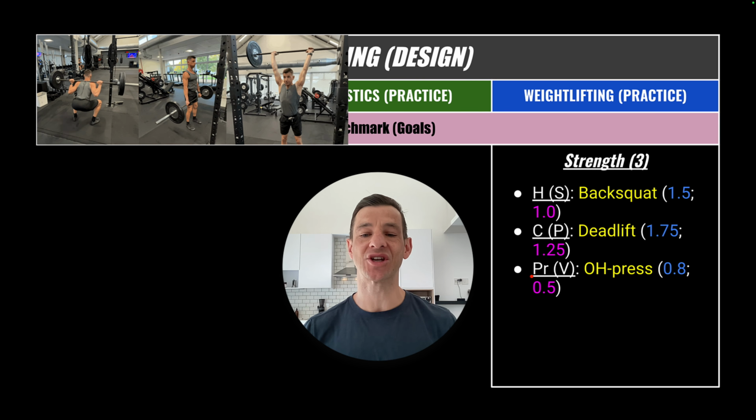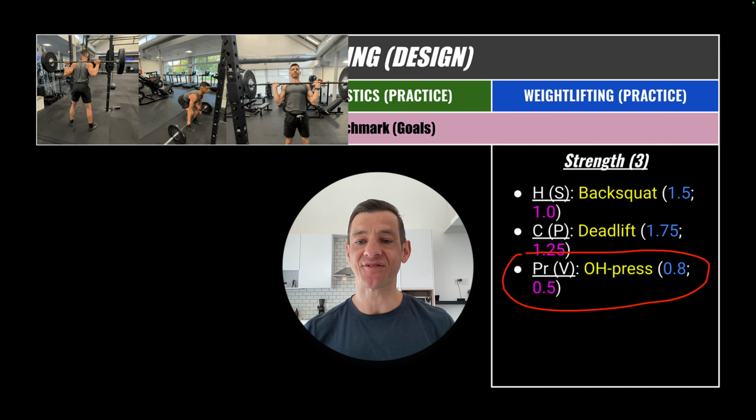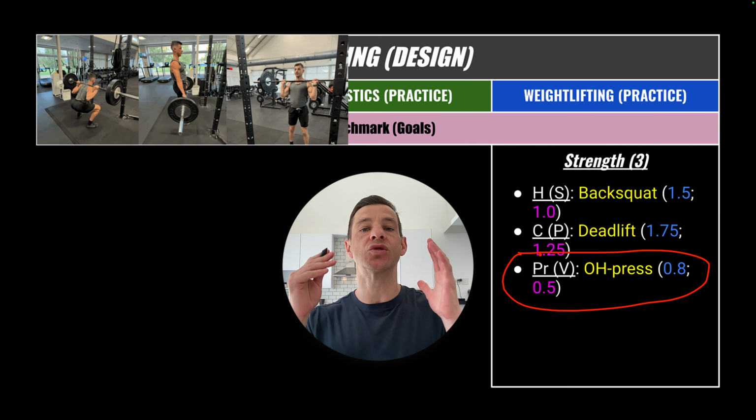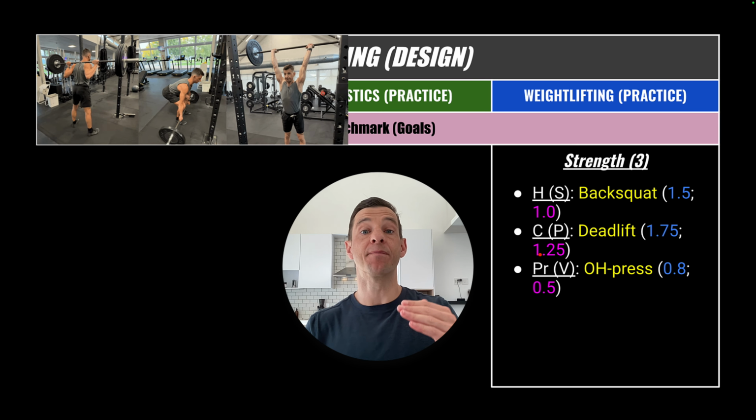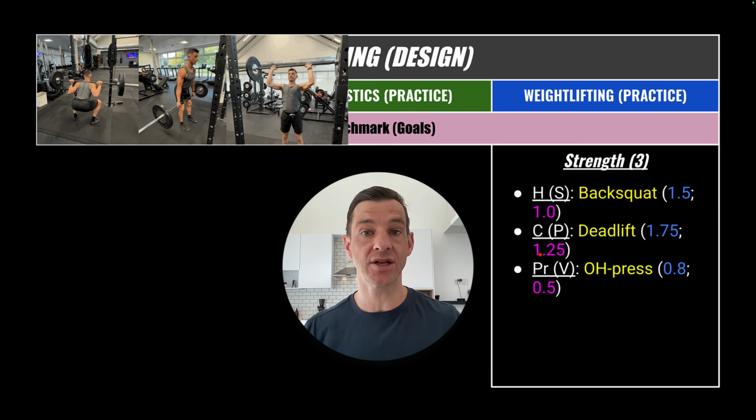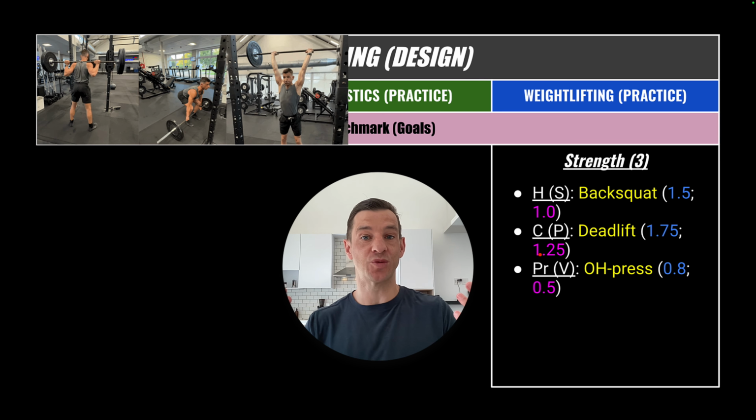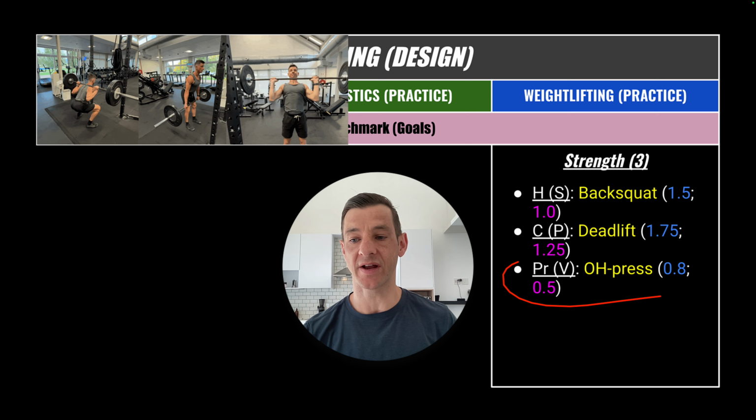In other words, the game that I'm playing is that if I could only choose 1 movement to test my pressing strength in both the vertical and horizontal dimensions, and if I could only pick 1, which would it be? Well, it has to be the overhead press.